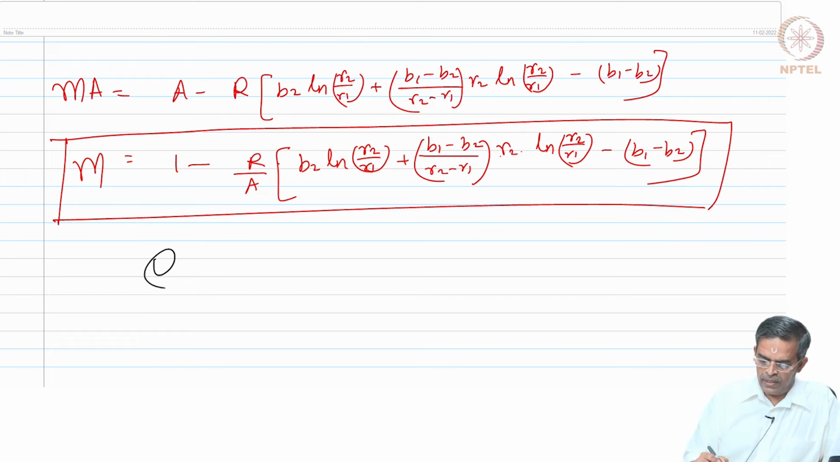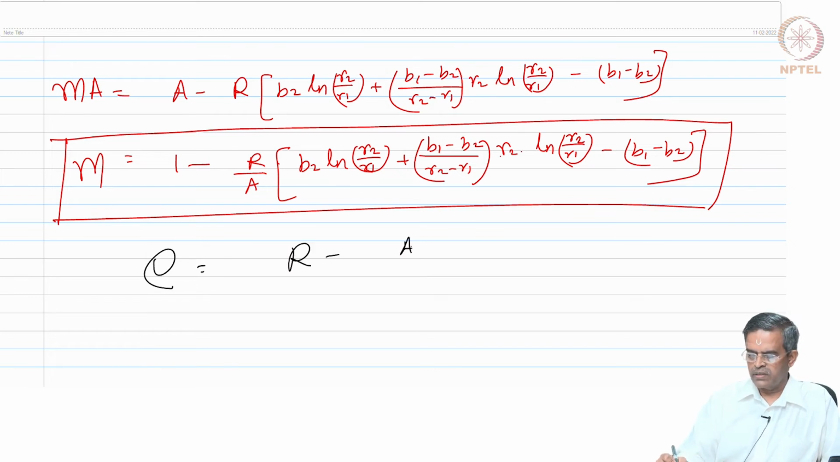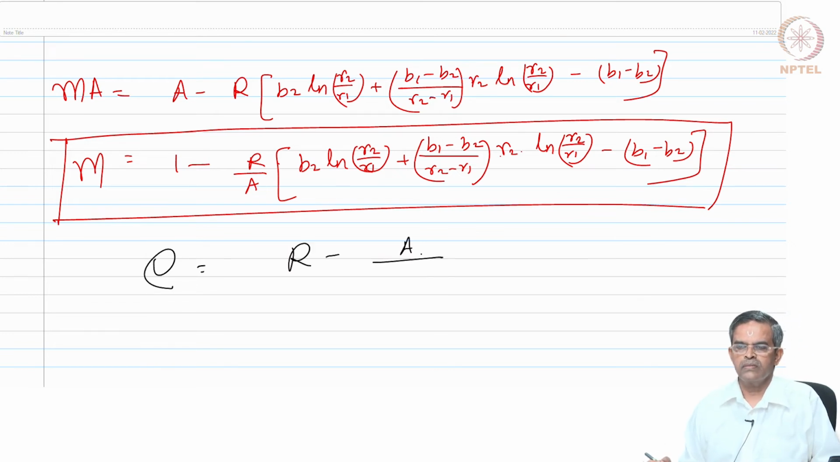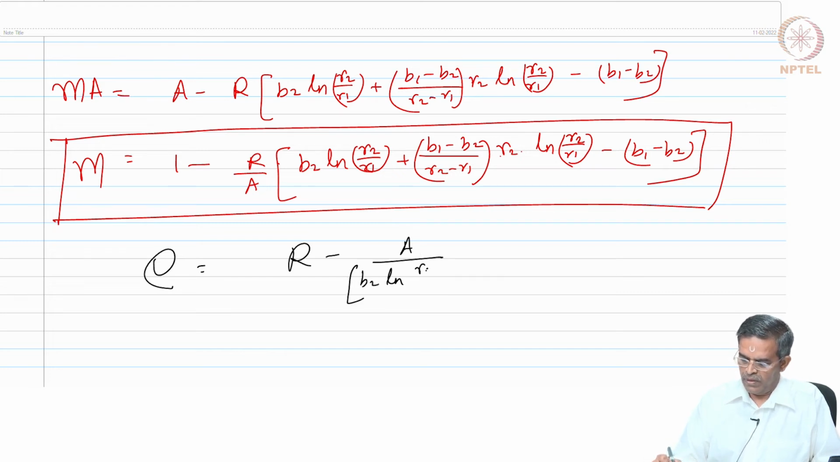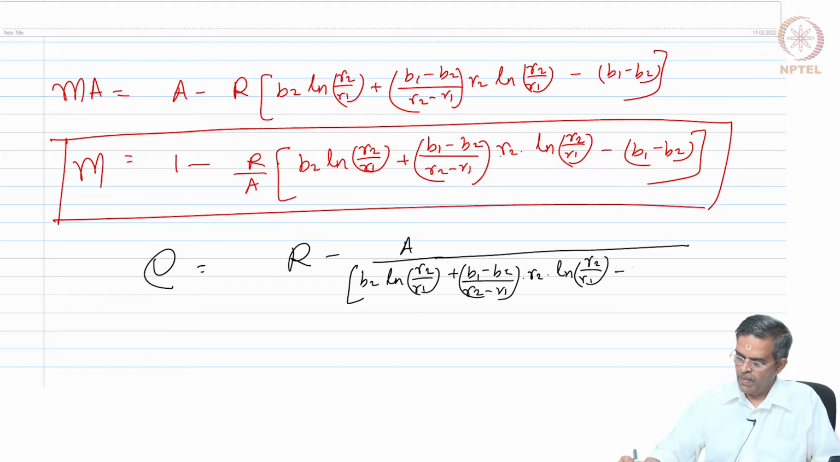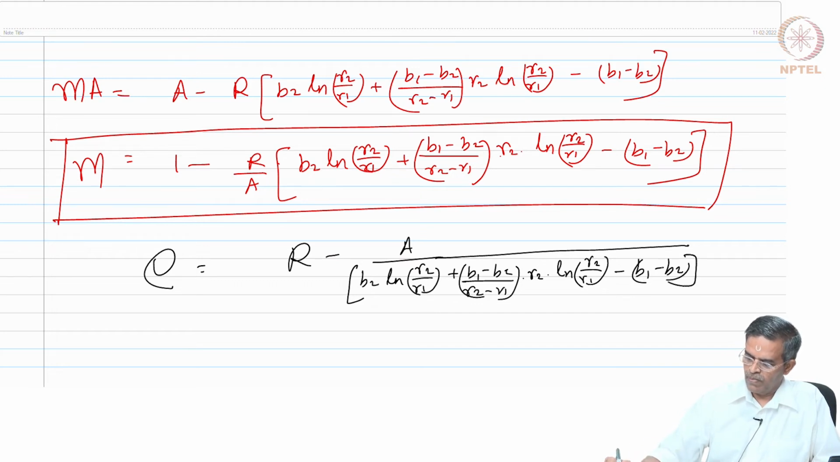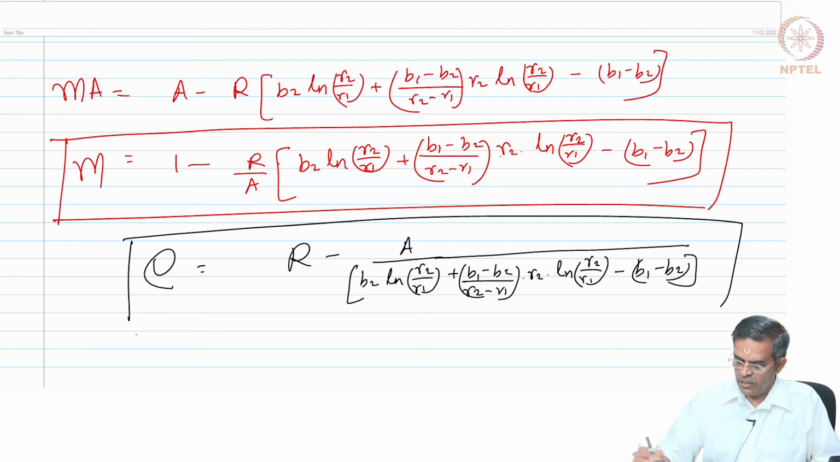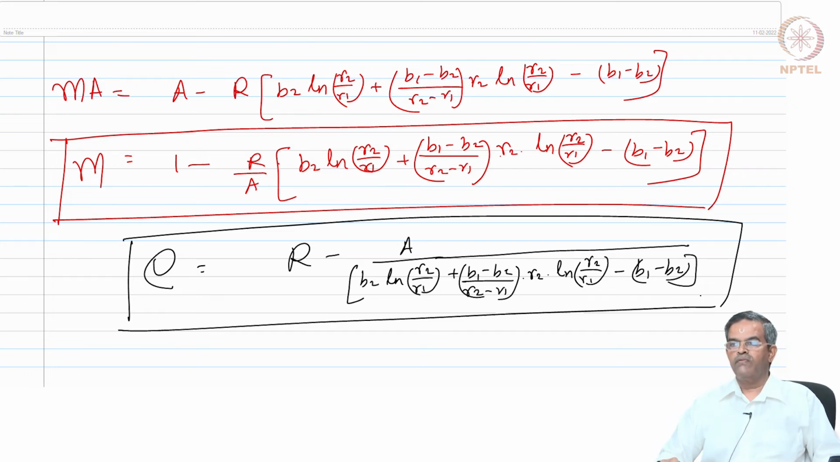Now, I can easily find E as R minus A of ln R2 by R1 plus (B1 minus B2 by R2 minus R1) of R2 of ln R2 by R1 minus (B1 minus B2). That is my shift of the neutral axis from the centroidal axis, which is equation 4 in our original derivation.